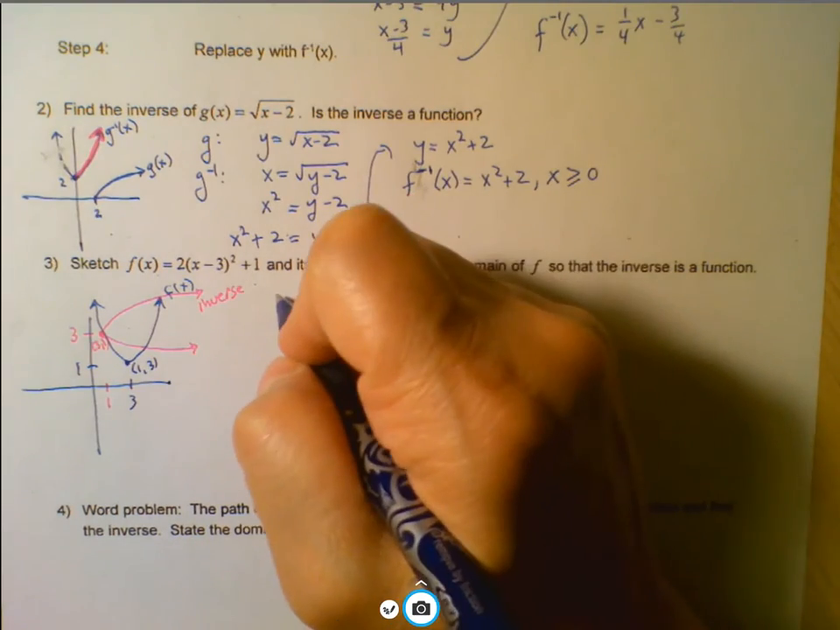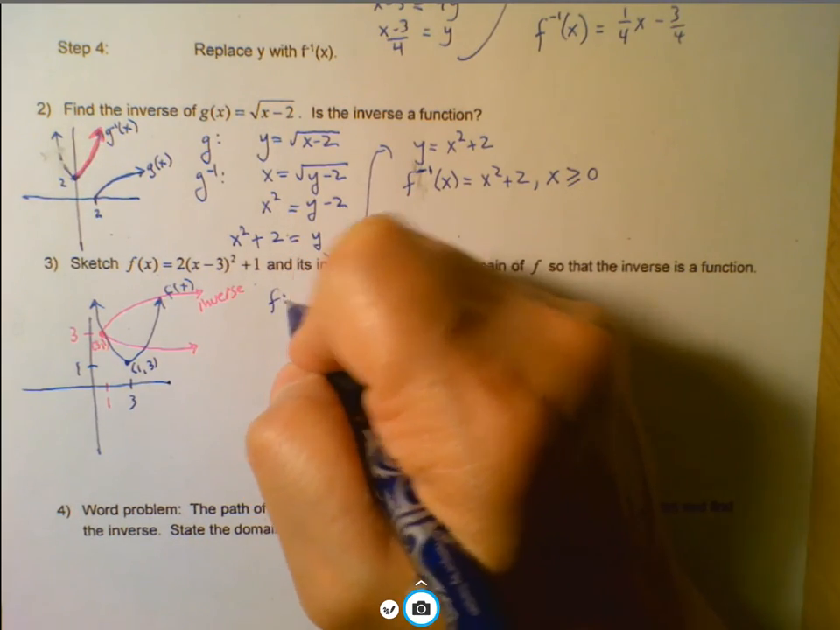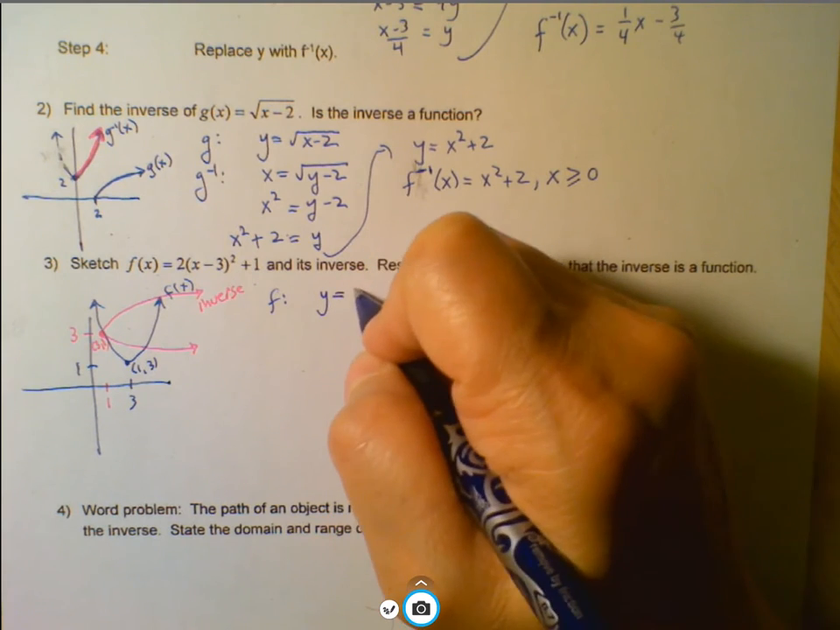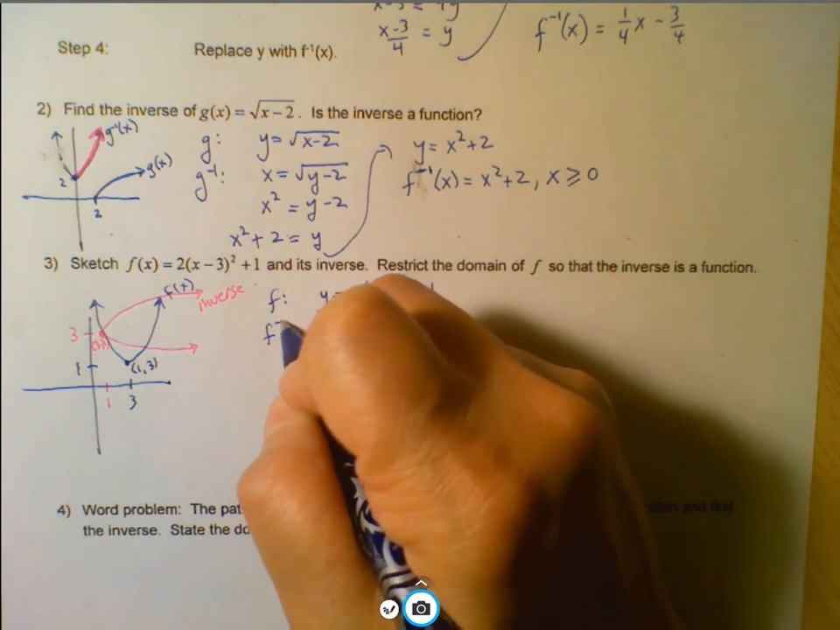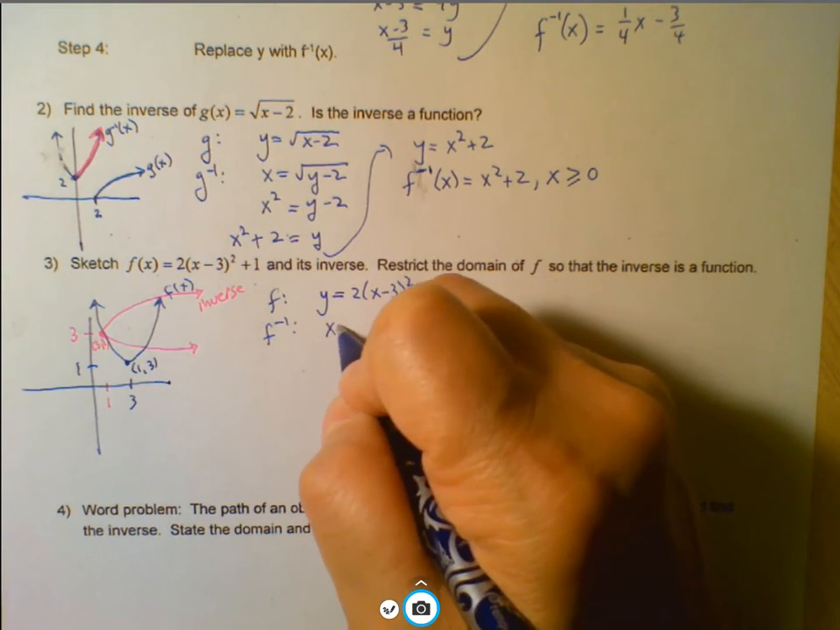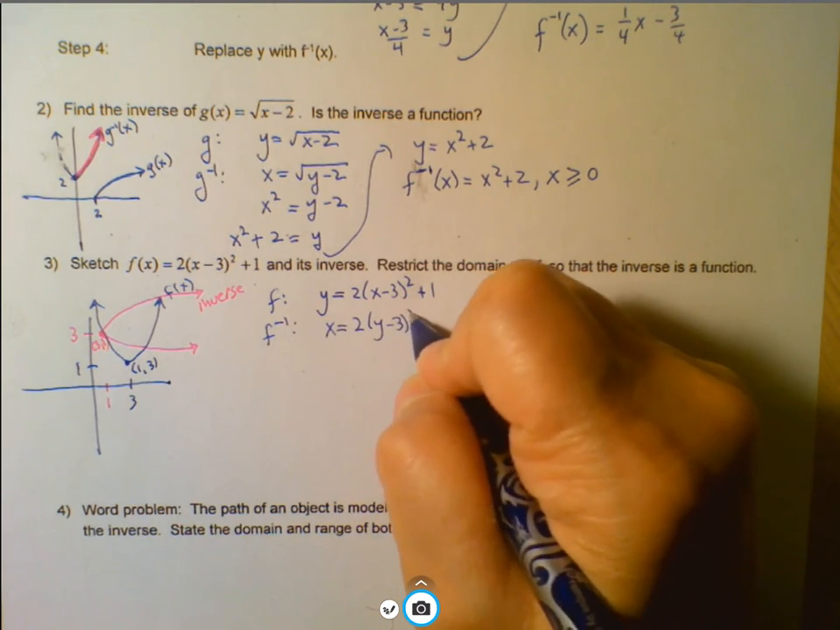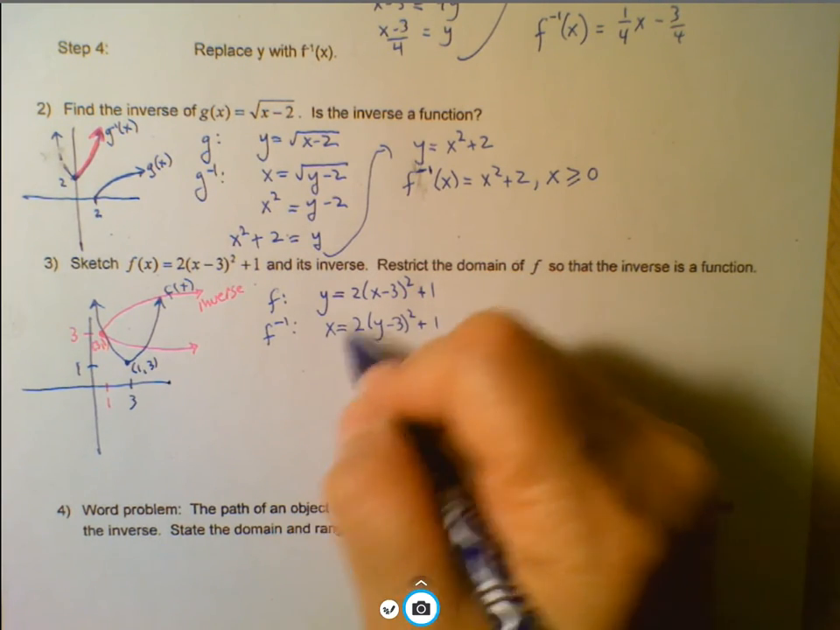All right, so first step is I'm going to work on just f, but I'm going to replace the f of x with y. Second step, for the inverse part, I'm going to swap the x's and y's. Then I'm going to try to isolate y.